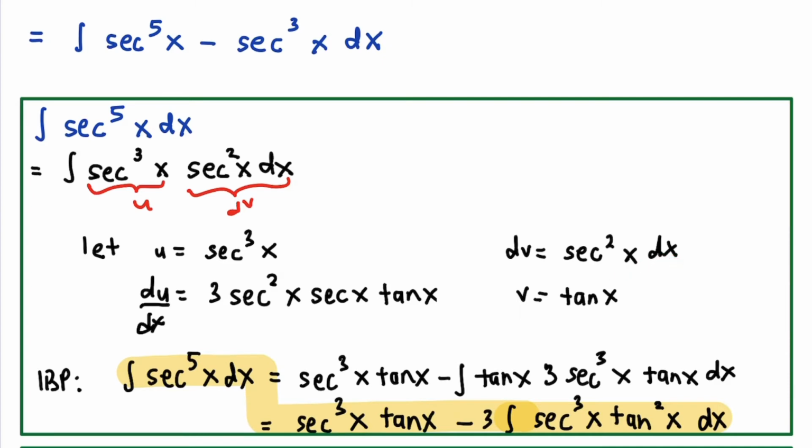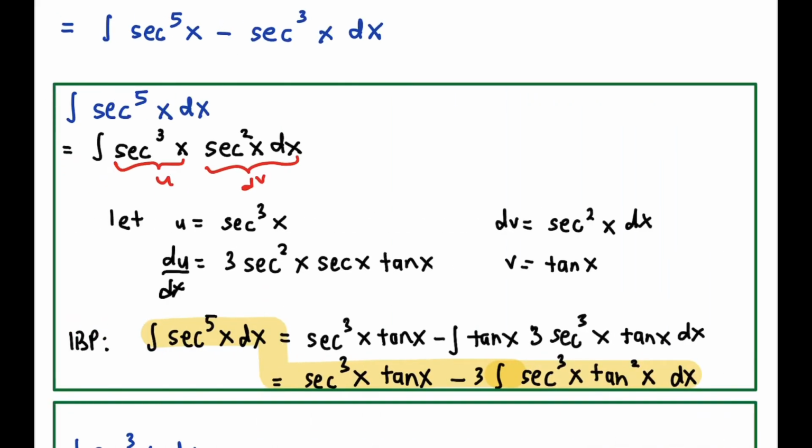Therefore, let's integrate both of them. So v will be equal to tangent x. So let's open up our IBP. So it is uv minus integrate v du. Okay. Now let's focus here. The back part here. So 3 is a constant, so take it out. So for the inside function here, you are left with secant cube x tangent squared x dx.